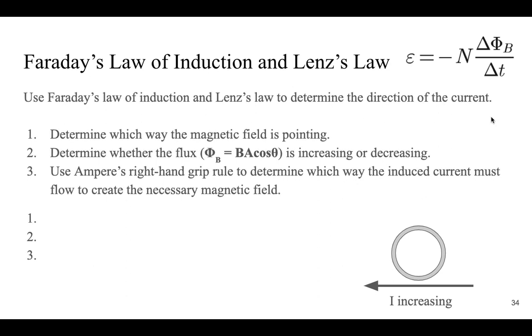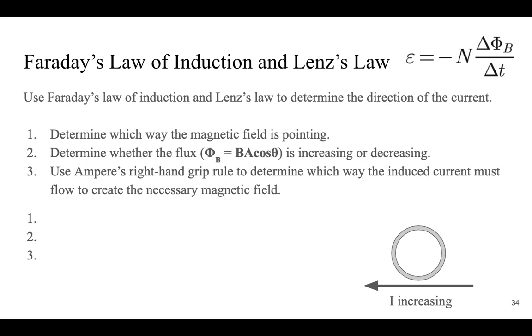Hold your right hand out in front of you. Point your right thumb to the left, and notice that above this wire, the magnetic field is going to be going into the page. So into the page is our answer to the first one. Is our flux going to be increasing or decreasing? Well, if the current is increasing, the magnetic field is going to be increasing, and therefore our flux is going to be increasing. And then part 3, we have to use Ampere's right-hand rule to determine which way the induced current must flow to create the necessary magnetic field.